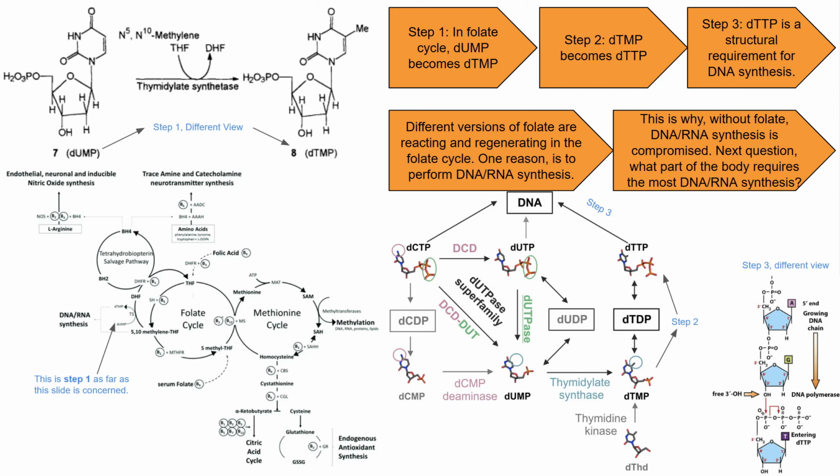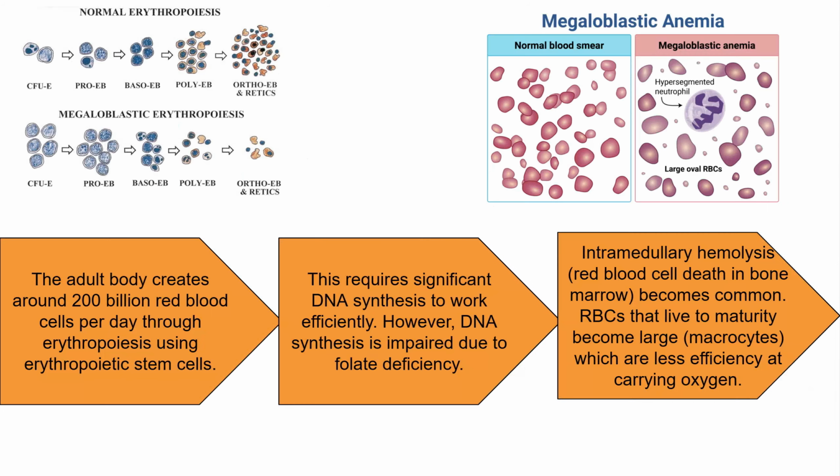So let's ask ourselves, what part of the body requires the most DNA and RNA synthesis? Because that's what's going to be impacted by this. You think about that question? All right, let's check it out. It's blood. The adult body creates around 200 billion red blood cells per day through erythropoiesis using erythropoietic stem cells. Even though mature red blood cells don't have DNA anymore because they eject their nucleus before entering circulation, it still requires a lot of DNA synthesis to manufacture so many of these guys.